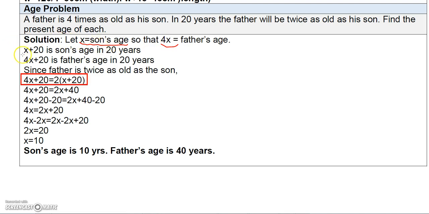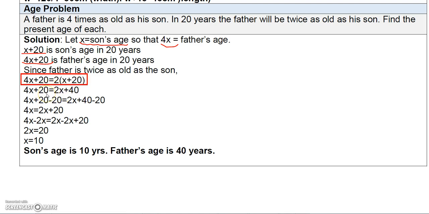Now, let's increase their ages by 20 years. If we increase the son's age by 20 years, we would get x plus 20. And if we increase the father's age by 20 years, we would get 4x plus 20. And now, remember, in 20 years, the father is twice as old as the son. So the father's age, 4x plus 20, has to equal twice the son's age, so 2 times (x plus 20). And then if you distribute the 2, you get 2x plus 40 on the right-hand side.